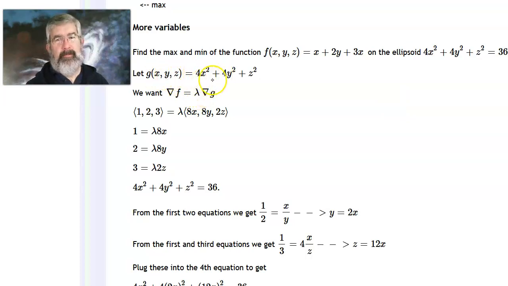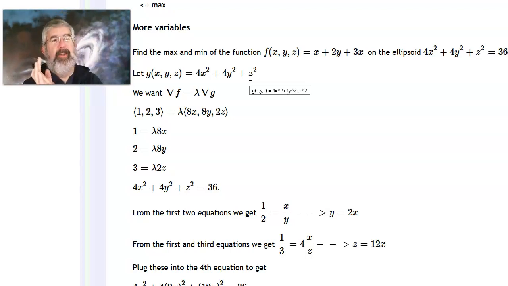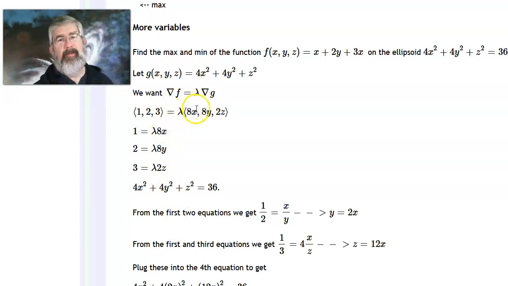And so I say, all right, here's my function. This is the objective function. This is the constraint function. I need to know when the two level curves are tangent to each other. And so I need to know when the gradients are parallel to each other. And so one gradient is lambda times the gradient of the other.